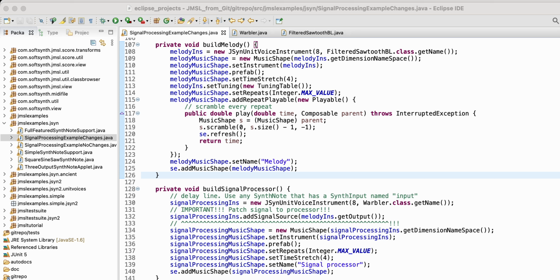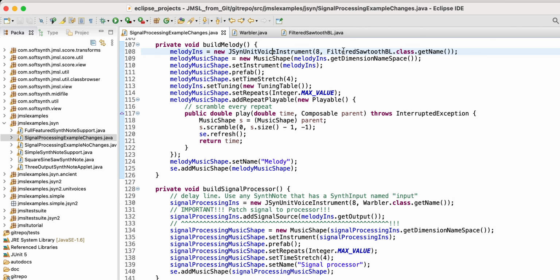Another example of signal processing in JMSL using JSIN. Here we have two JSIN unit voice instruments. One is going to play a melody, and the other one is going to signal process that. Notice that they're both JSIN unit voice instruments, yet this one is a signal processor, and this one isn't. Why is that?